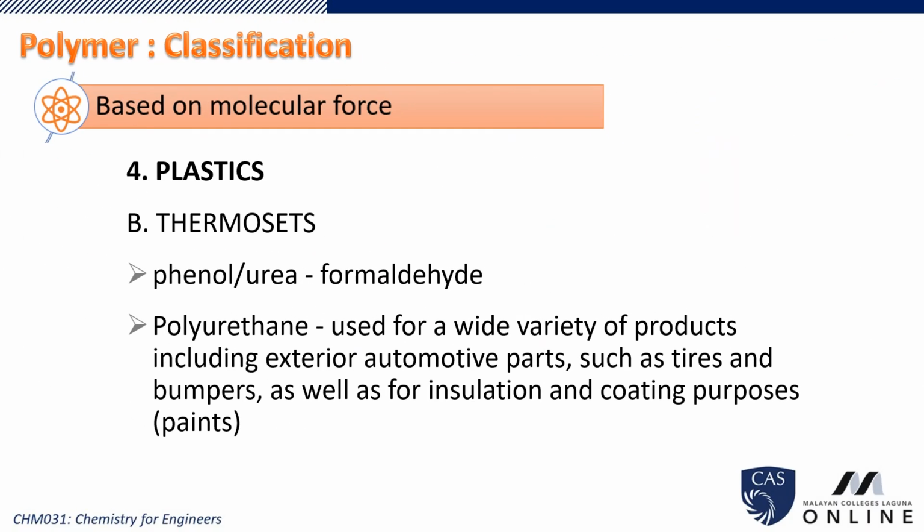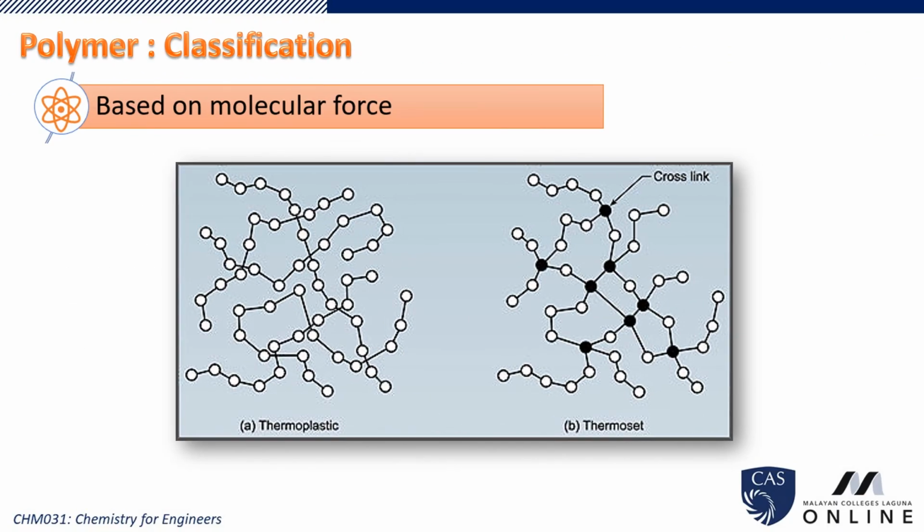Thermosets can include the polymer of phenol or urea combined with formaldehyde, or the polyurethane polymer, which is used for a wide variety of products including exterior automotive parts such as tires and bumpers, as well as for insulation and coating purposes. That concludes the lecture on polymer classification based on molecular force. Focus on how structure determines properties, especially the differences between elastomers, fibers, plastics, and thermosets.